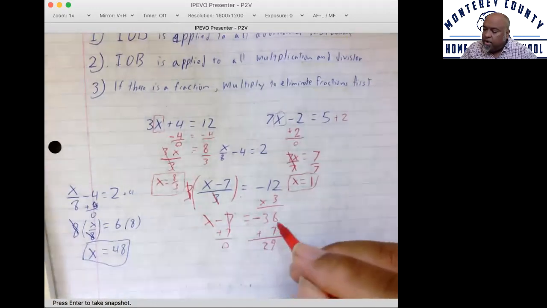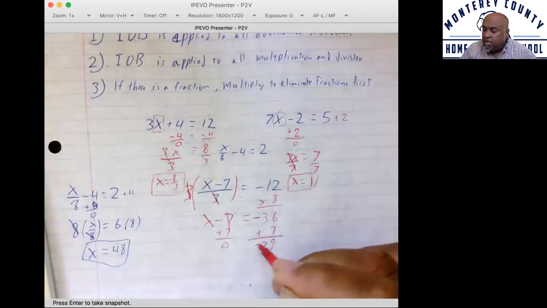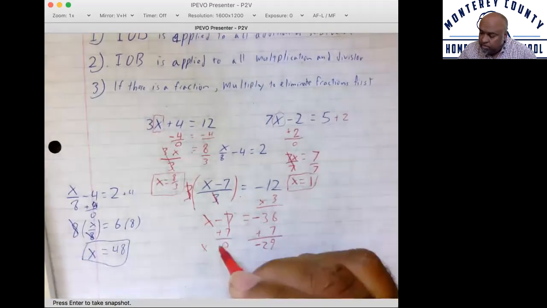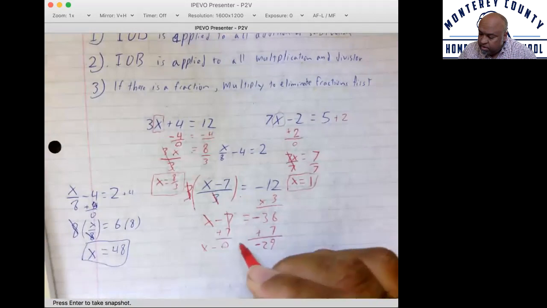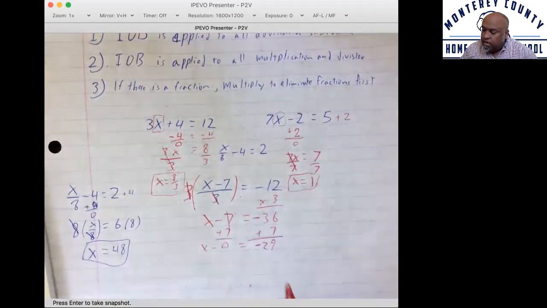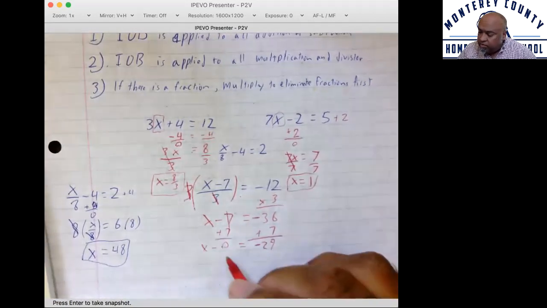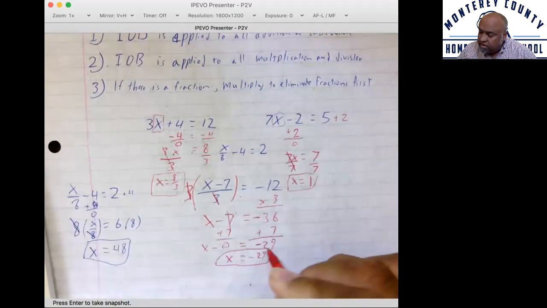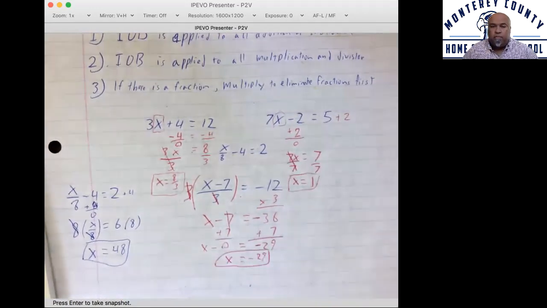Now, the greater absolute value, the greater distance from 0 is 36, and since that one's negative, then my answer is negative. So I have x minus 0 is equal to negative 29. I don't need to write the minus 0 for my solution, so I'll just write it without that, and now I have x is equal to negative 29.